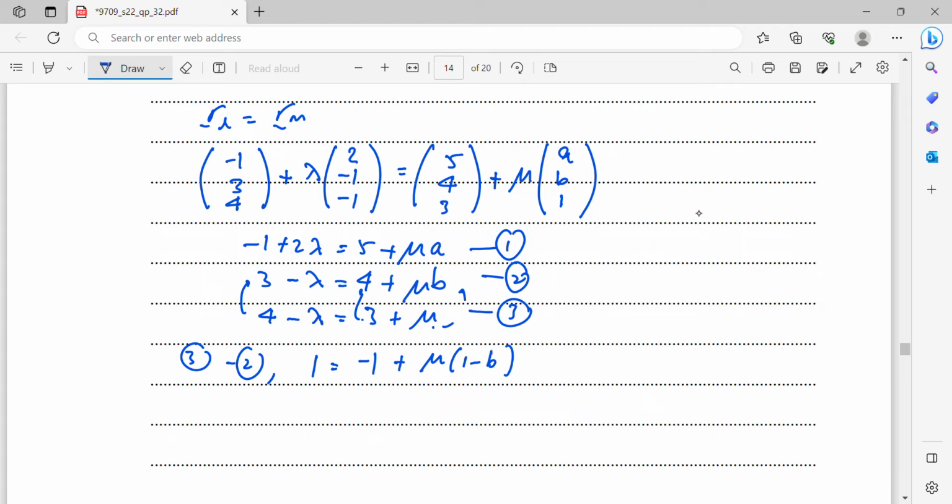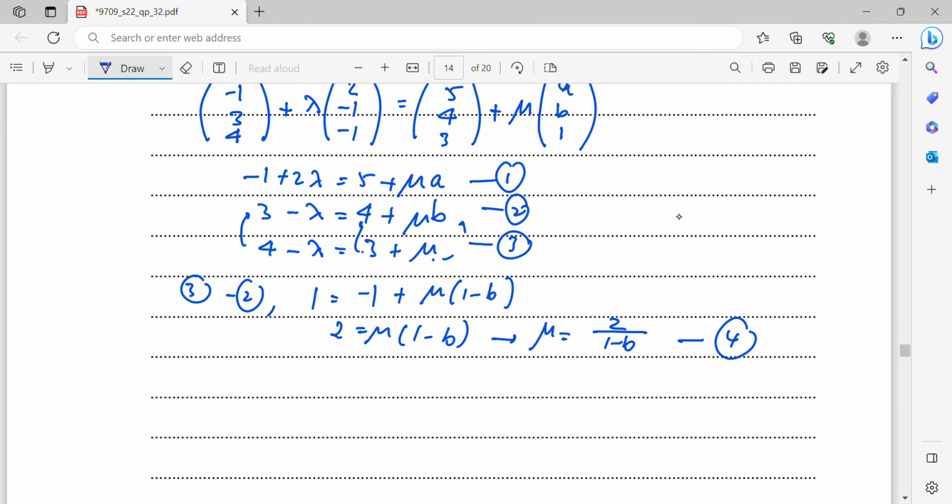That will be better. Then now I need to eliminate the mu. Means that now 2 equals to mu brackets 1 minus b. Hence my mu will be 2 over 1 minus b. This is my fourth equation. And just now we used the second and third equation to solve for the mu. Now I will substitute this, or I will just simplify first.